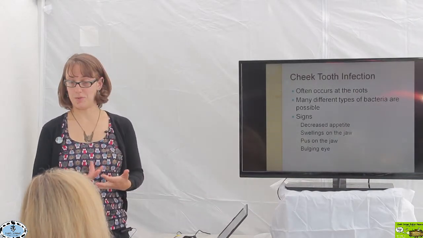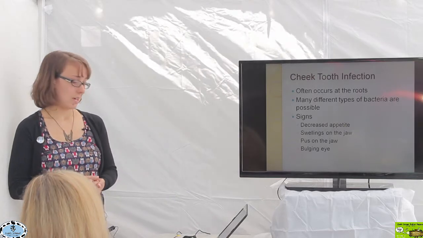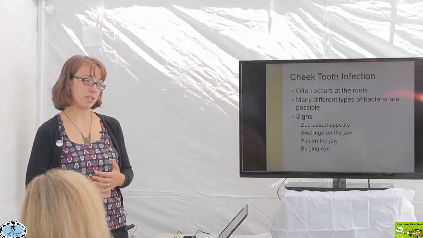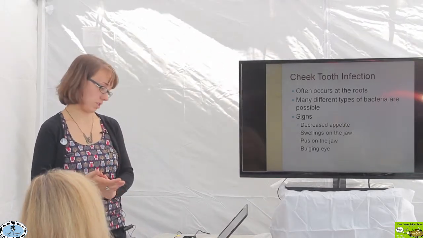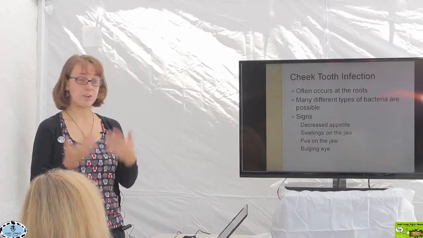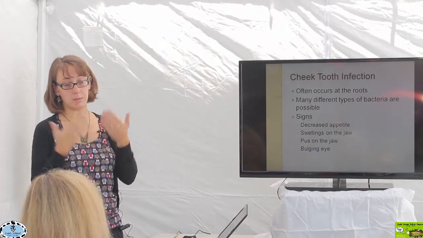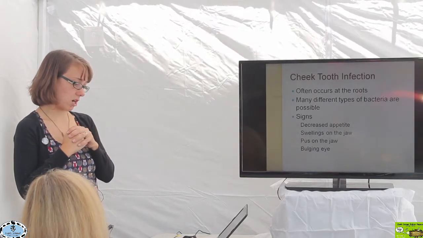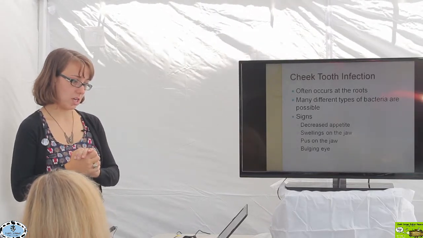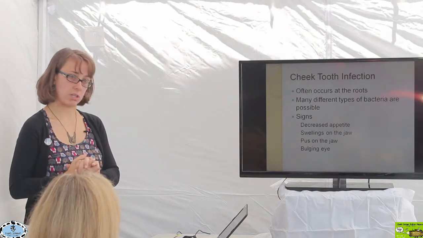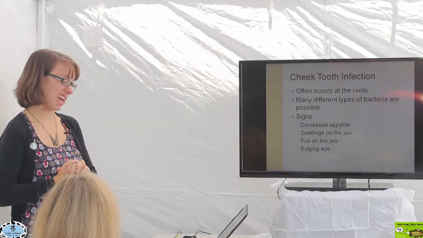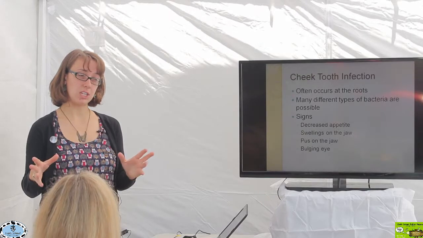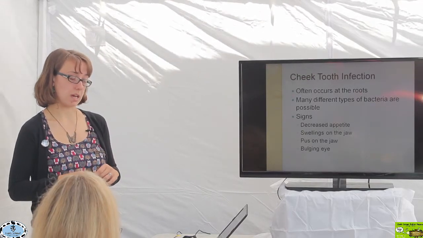So, other issues that we deal with in rabbits is cheek tooth infections. Just like those incisor infections, we do see a lot of infections in the cheek teeth of rabbits. They often occur at the roots, so that's below the gum line. And so there are many different types of bacteria that can be causing these particular issues, and you can actually have quite a variety of manifestations of the problem itself.